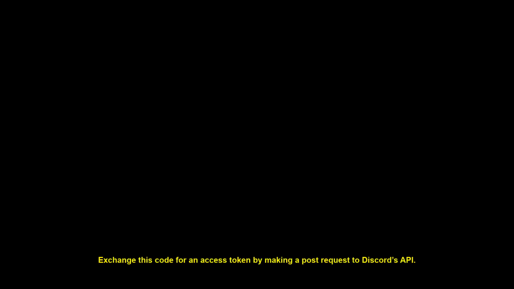Exchange this code for an access token by making a POST request to Discord's API. Include your client ID, client secret, and redirect URI in this request. Once you receive the access token, securely store it on the mobile device. Now you can use the access token to interact with Discord's API on behalf of the user.